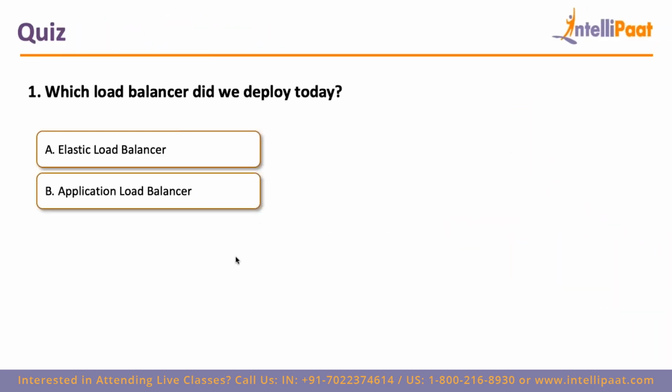Let's do a small quiz if people are interested. Which load balancer did we deploy today? Can you choose among the two and let me know? Let's see how much you have learned. A lot of people are saying A. Kishore says B. Paveen says B. Raj says ALB. All right. So guys, the answer is we deployed an application load balancer, right? Application load balancer is a type of elastic load balancer, but application load balancer basically helps you to do path-based routing. So that is what we deployed today.